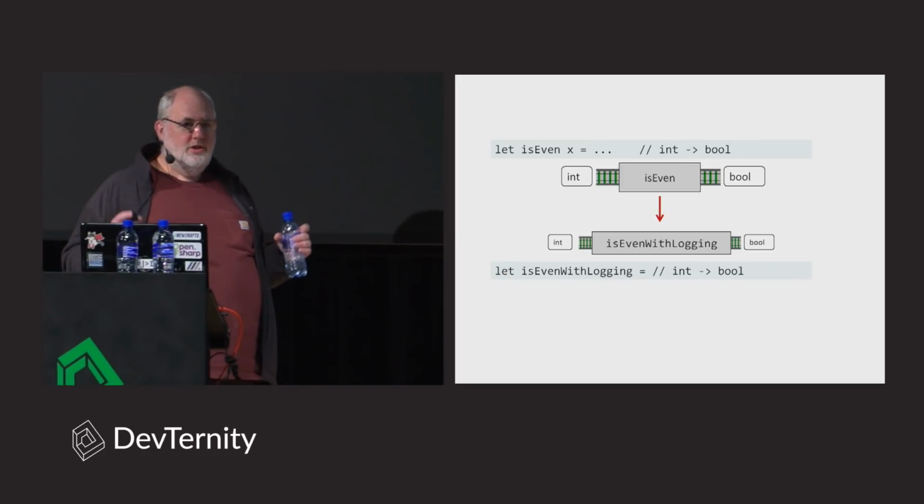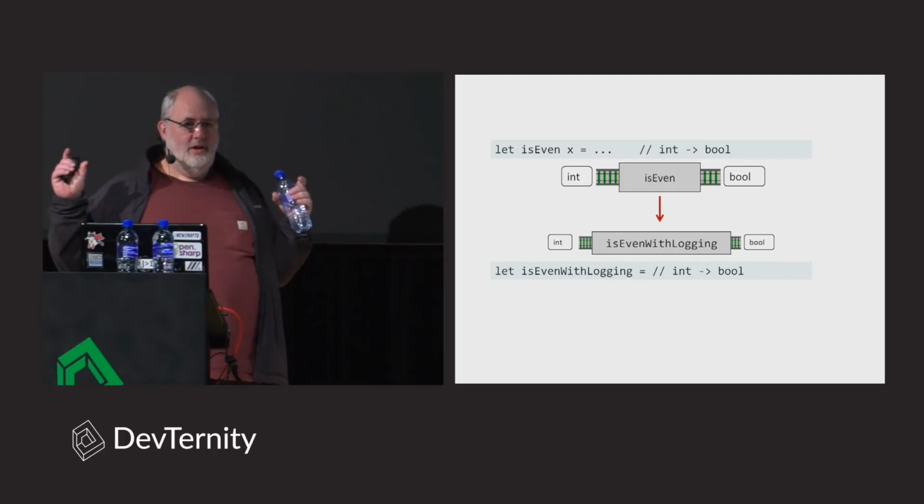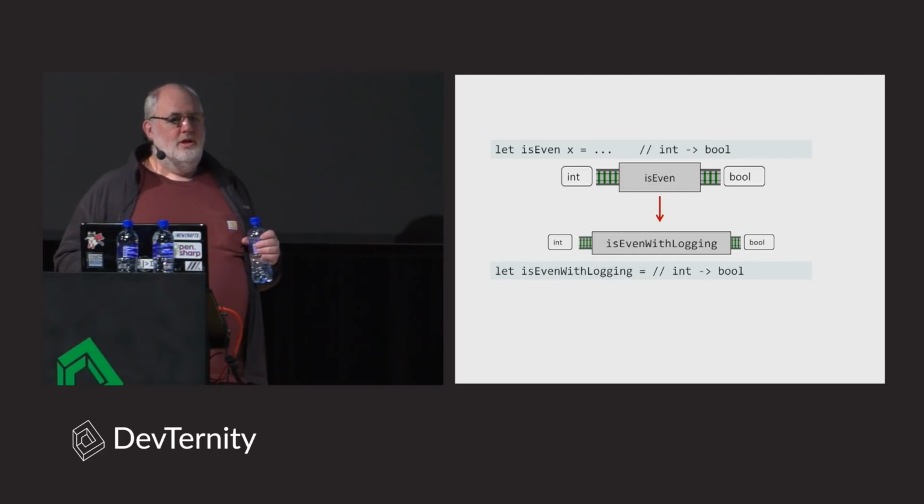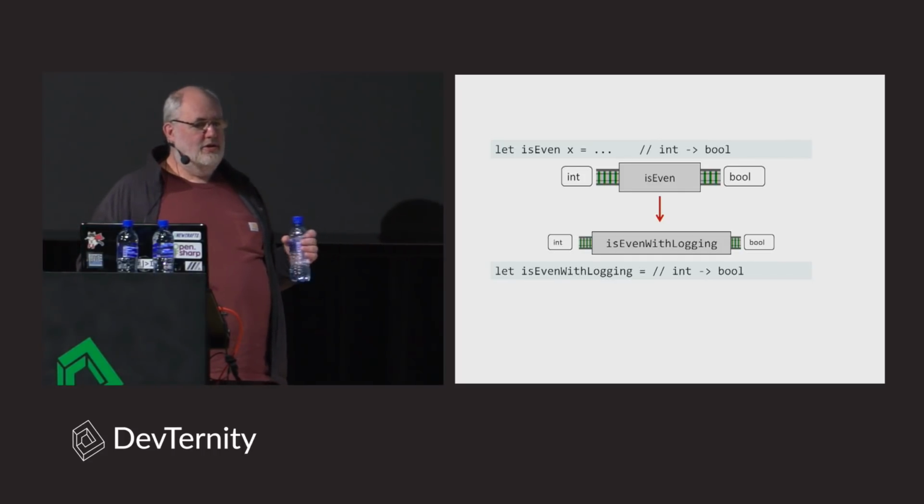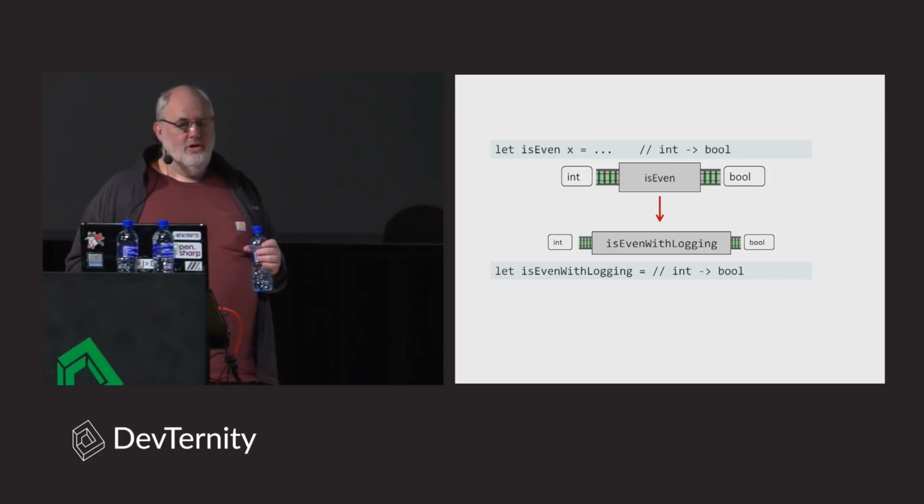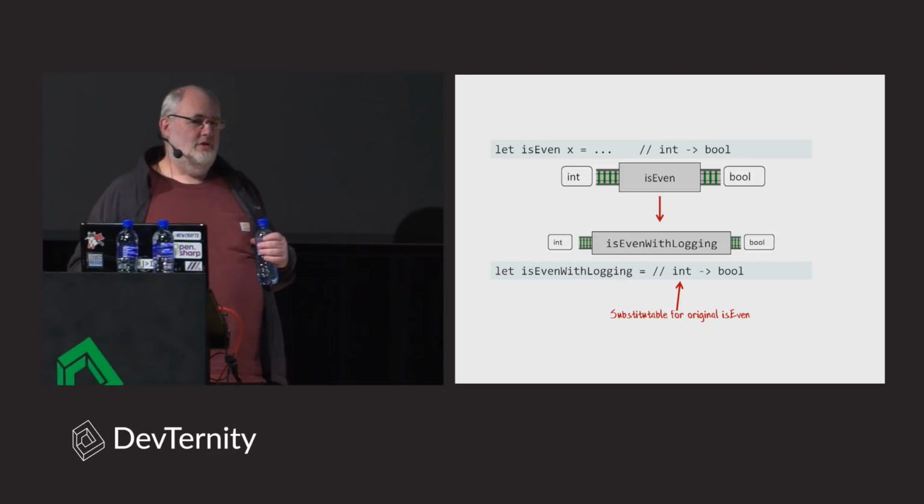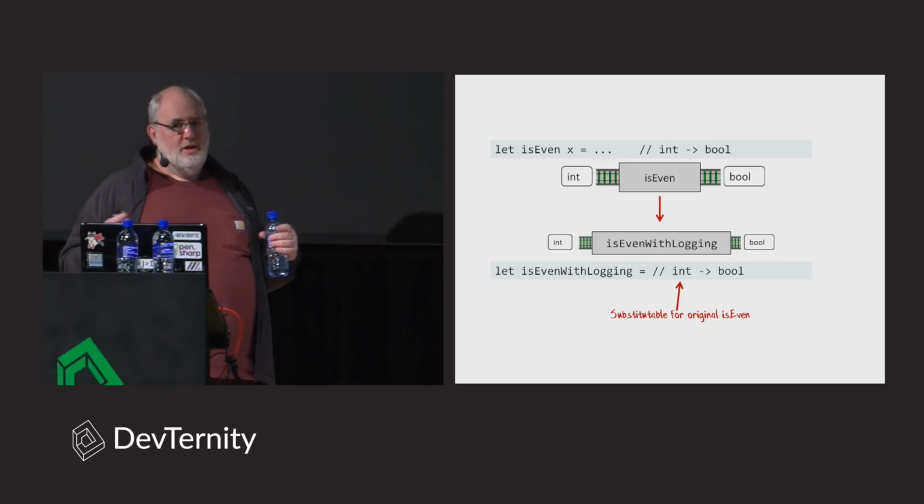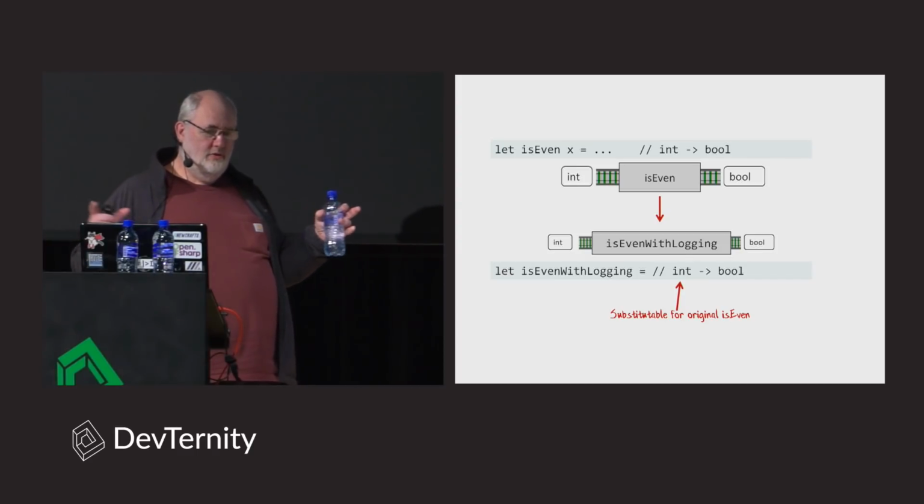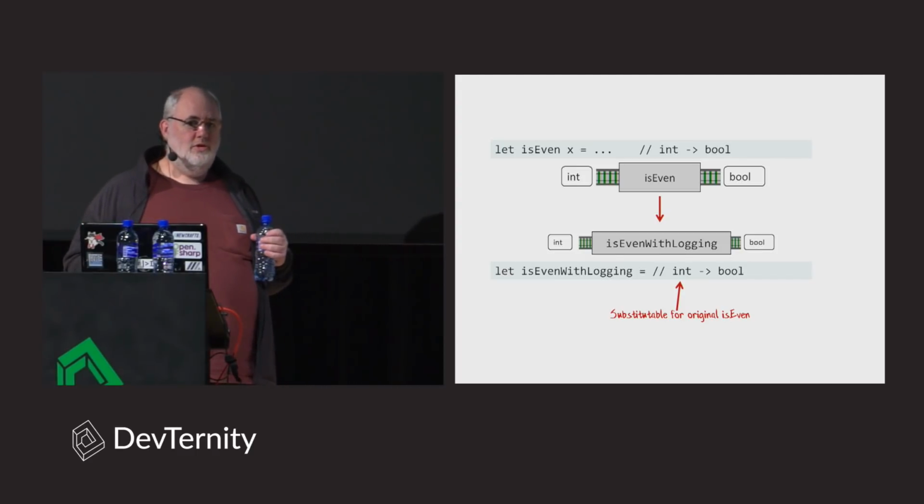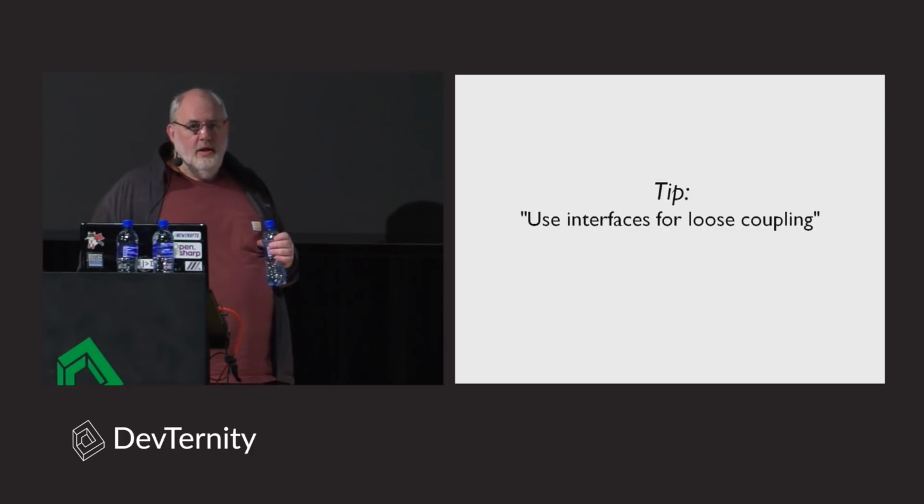And what's cool is this new function has exactly the same interface, the same signature as the original one. It takes an int and spits out a bool. And so anywhere I use the original function, I can use this new function as well. What's nice is I didn't have to modify the original function, I didn't have to define an interface. I just took an existing function, glued some stuff onto it and made a new function. So that's very, very cool. It's one of the things that functions are great for.